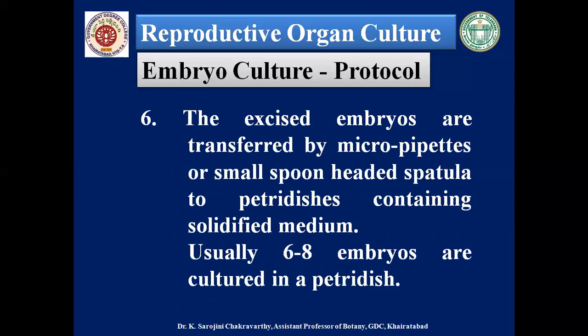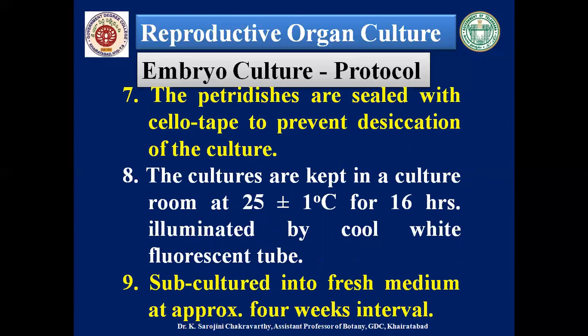Next, the excised embryos, the removed embryos, are to be transferred by micropipettes or a small spoon-headed spatula to sterile petri dishes which contain a solidified medium. We place around 6 to 8 embryos in a petri dish and they are cultured. The petri dishes are sealed with sellotape to prevent desiccation of the culture. Then the cultures are kept in a culture room, maintaining the temperature at 25 plus or minus 1 degree centigrade for 16 hours, illuminated by cool white fluorescent tubes. Then the cultures are subcultured into fresh medium after 4 weeks.